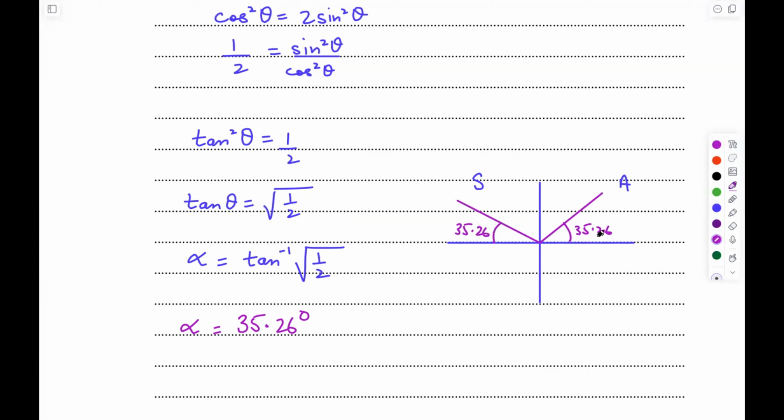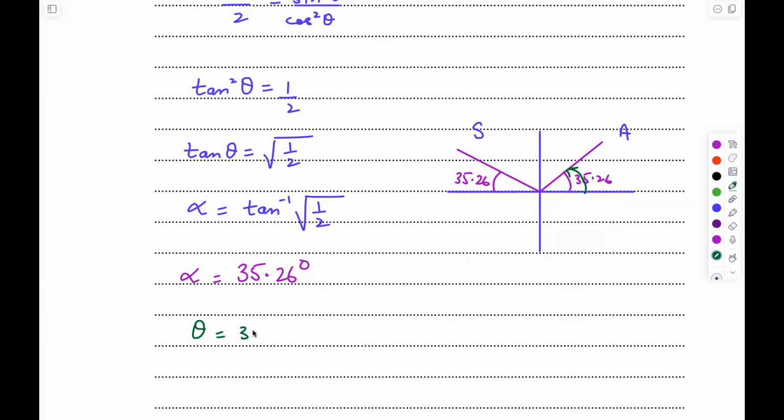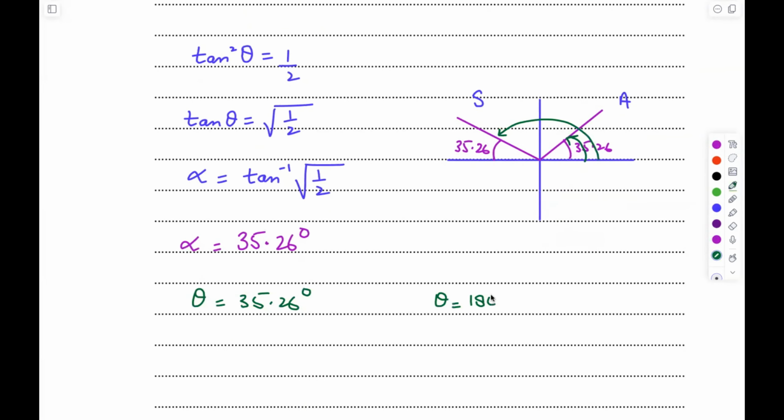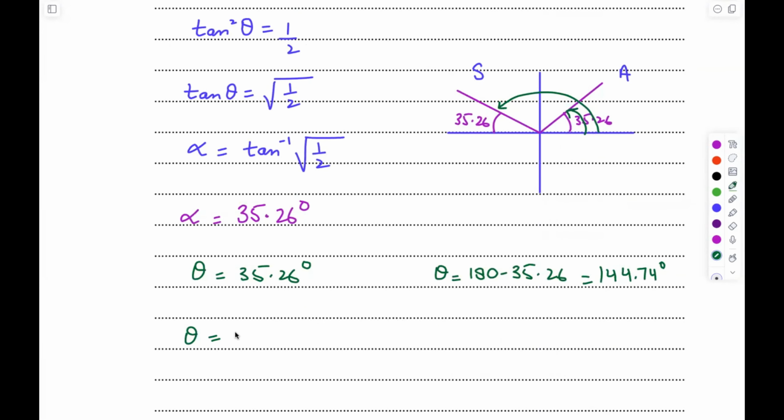To find theta, we'll measure angles anti-clockwise from the positive x-axis. So the first angle will be 35.26. So theta will be equal to 35.26 degrees, and the second value of theta will be 180 minus 35.26, that is equal to 144.74 degrees. And as we have to give our angles to one decimal place, the final answer will be 35.3 degrees and theta will be equal to 144.7 degrees.